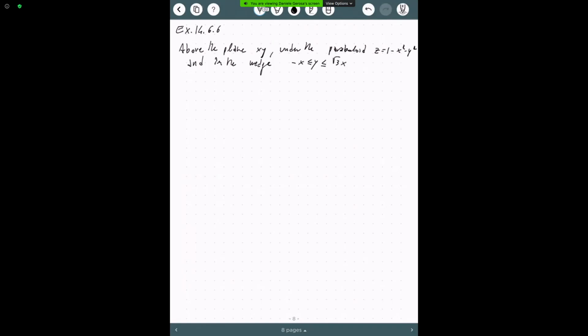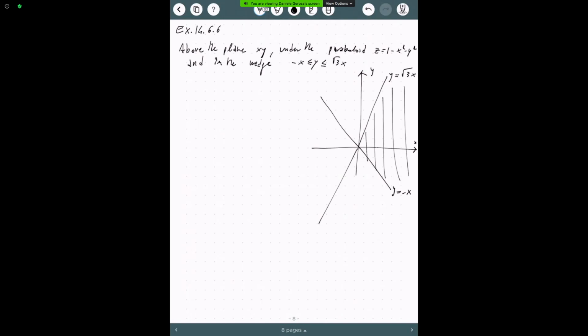So if you look at the xy plane, you have this straight line y equal to minus x, and then you have y equal to the square root of 3 times x. So we are inside here in the xy plane. Actually, I should have used the red as usual. And then we have some paraboloid, so we are below a paraboloid and within this.